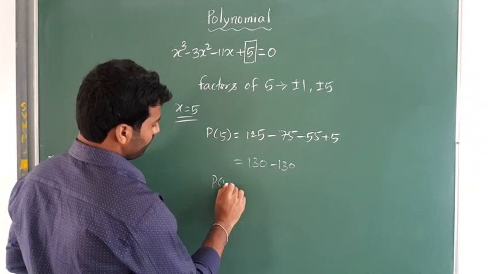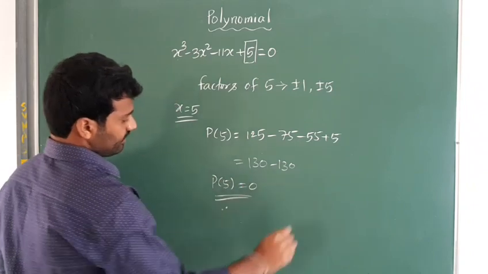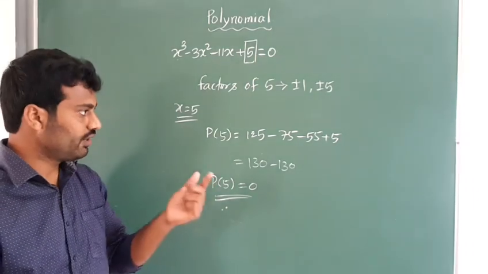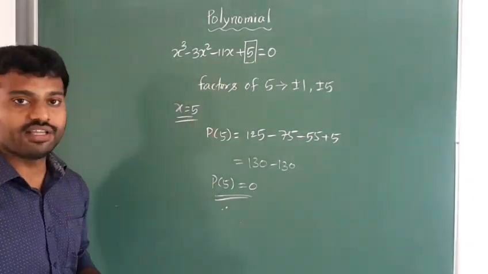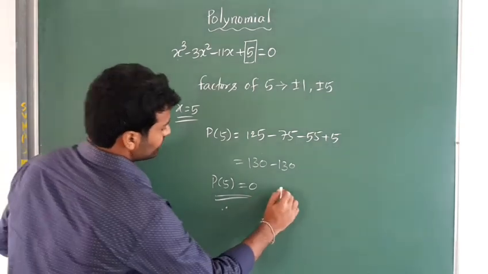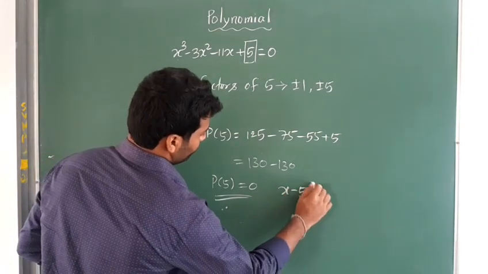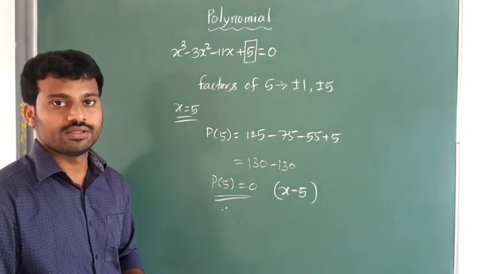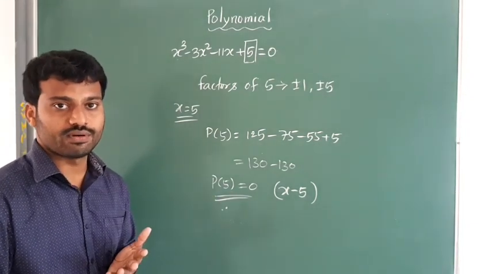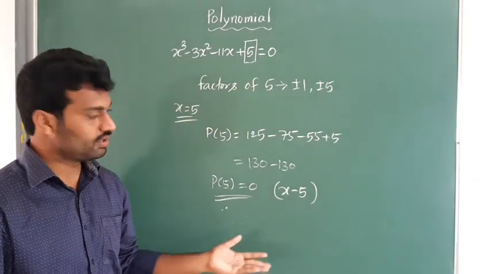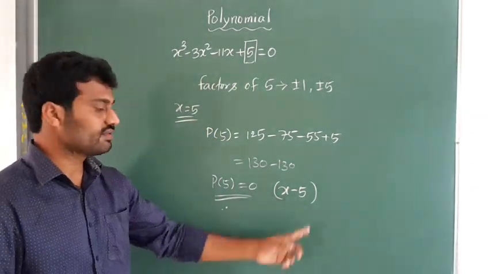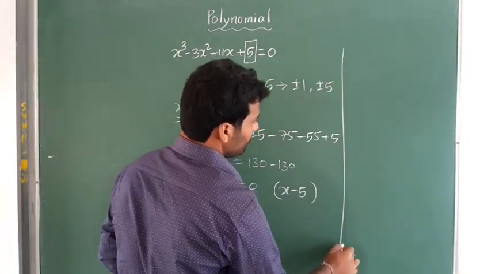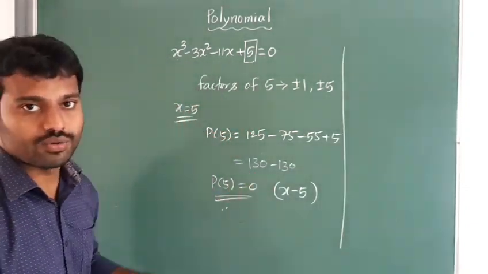So p of 5 is 0, so x minus 5 is a factor of this polynomial. Clear or not? So we got one factor for this polynomial already. The factor is nothing but x minus 5. Next, how to solve this? They asked for complete factorization, and we just got one factor. So we should go with the usual division. We already know how to divide.